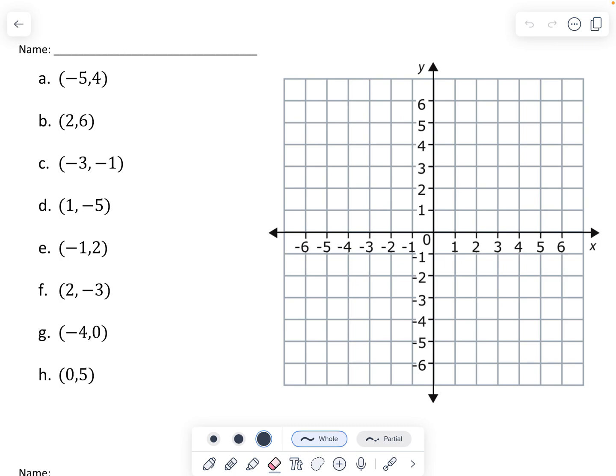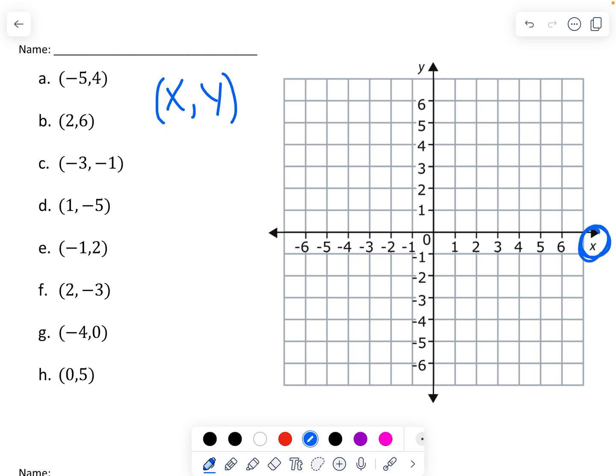So remember, when you see an ordered pair, you always go on the x-axis first. So it's x, comma, y. And you can see right here, this is the x-axis. This is the y-axis. So if you ever forget, they're listed on there.